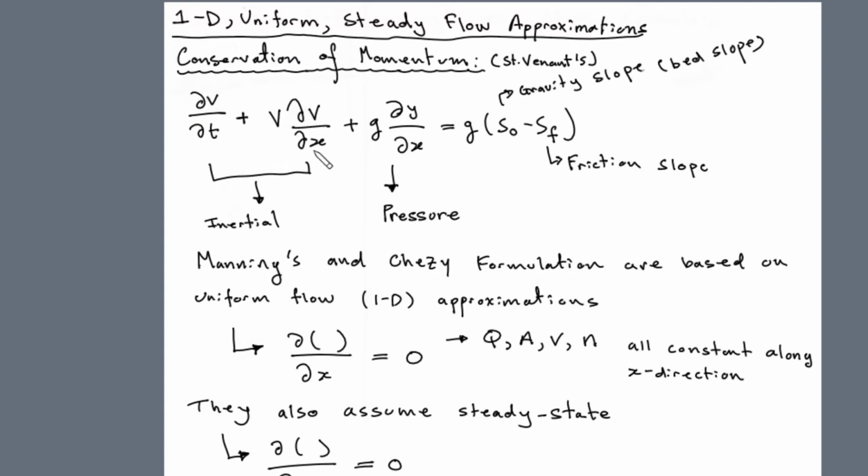The conservation of momentum, this equation can be derived from Navier-Stokes conservation of momentum equations. Within this derivation, we have a change of velocity with respect to time term, a change of velocity with respect to position term, pressure term, and this is going to equal gravity times the bed slope minus the friction slope.